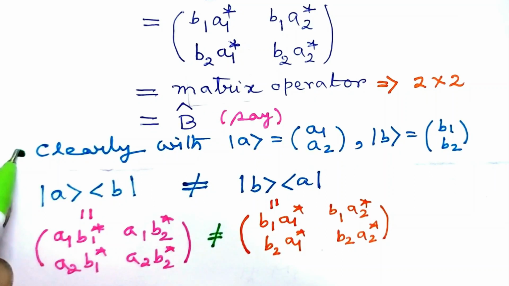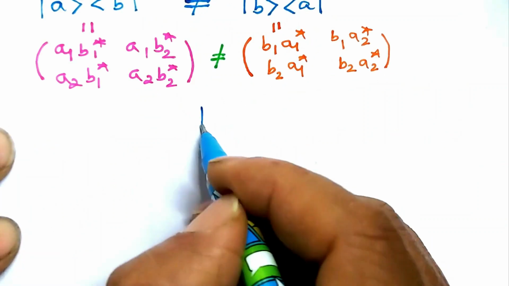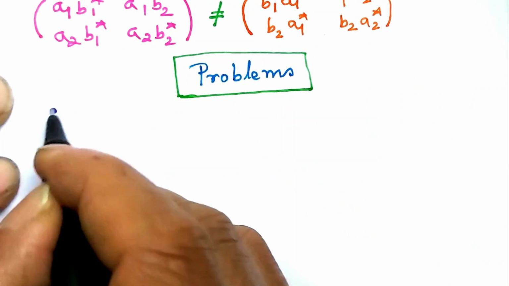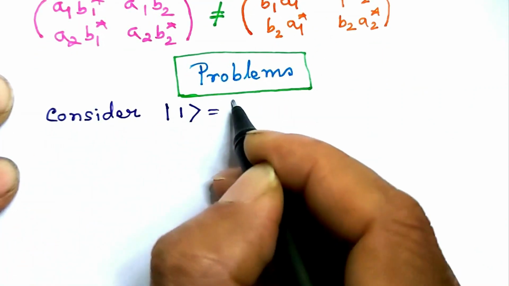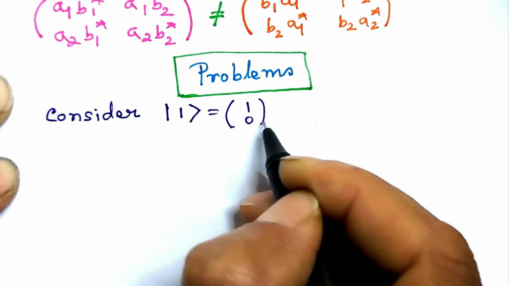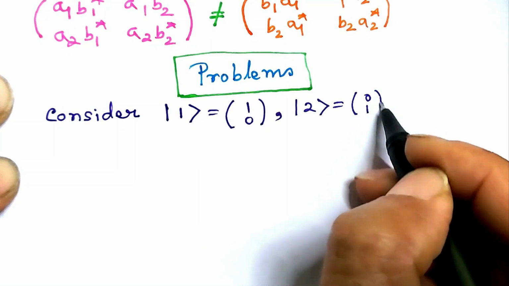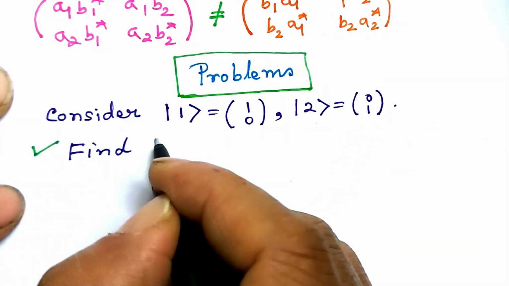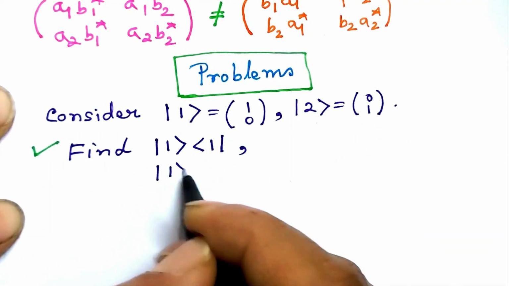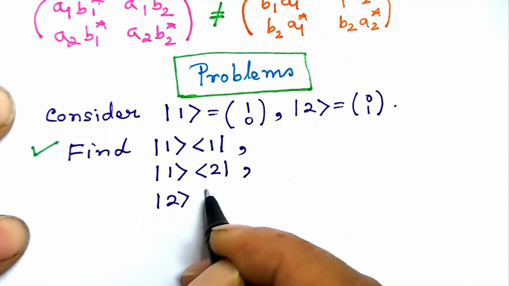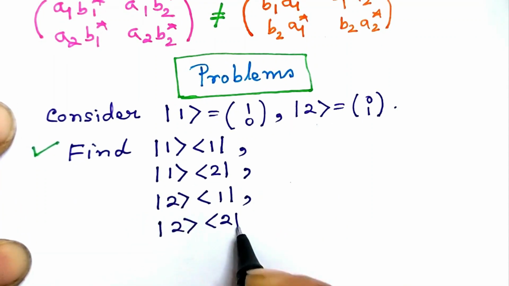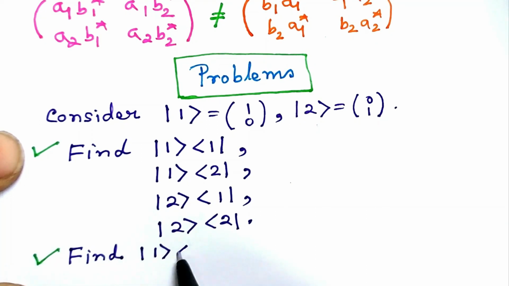Having defined outer product in clear terms, let us now involve ourselves in solving a couple of problems. Consider ket 1 to represent the column matrix 1, 0 and ket 2 represents the column matrix 0, 1. Find ket 1 bra 1, ket 1 bra 2, ket 2 bra 1, ket 2 bra 2 and find their sum.